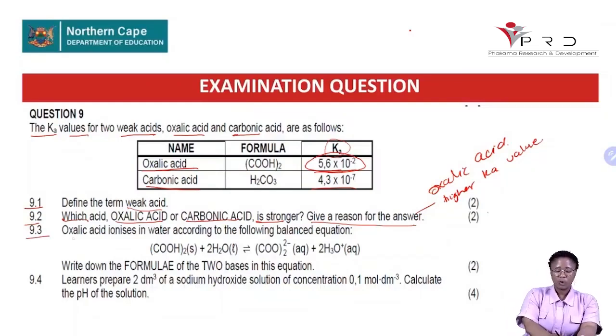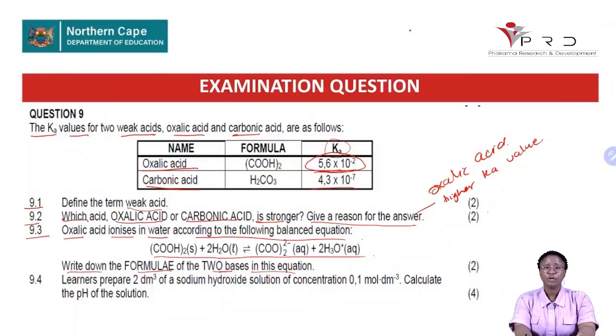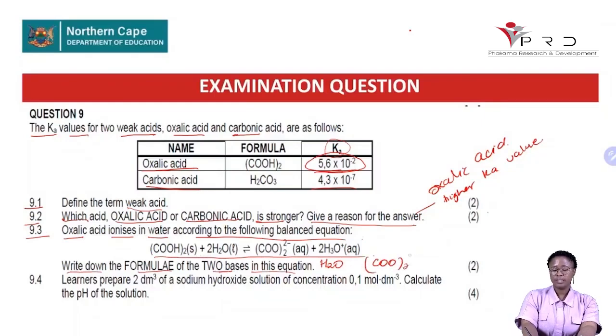9.3 says oxalic acid ionizes in water to form that formula. There is our formula of oxalic acid. They say write down the formula of two bases in this reaction. You already know that the bases are going to be H2O as well as COO2 2 minus.